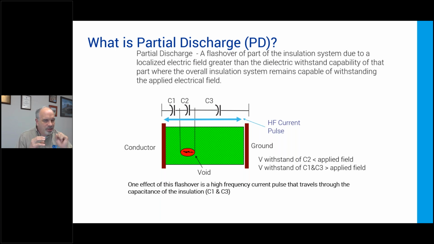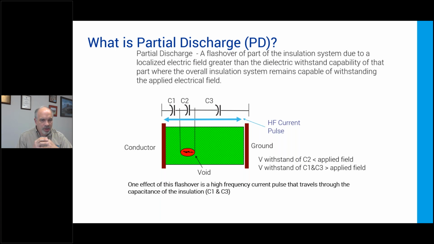And as the sine wave voltage is increasing and decreasing nice and slowly at 50 hertz or 60 hertz, the voltage across those capacitors is dividing nice and evenly. So let's say at a peak of 3,000 volts, I've got 1,000 volts on each capacitor. And let's say our void can only handle 999 volts. So what happens when we get to 1,000 volts on C2? That void flashes over. That's that spark we just saw in the video.